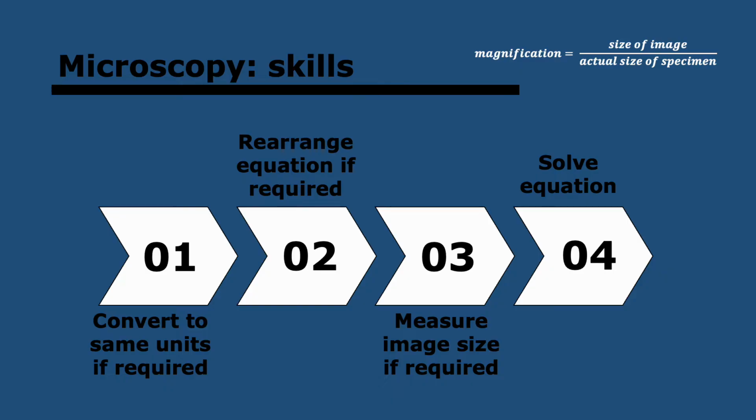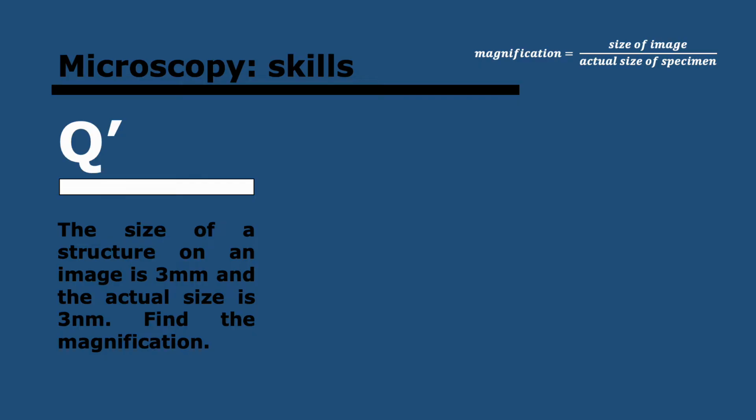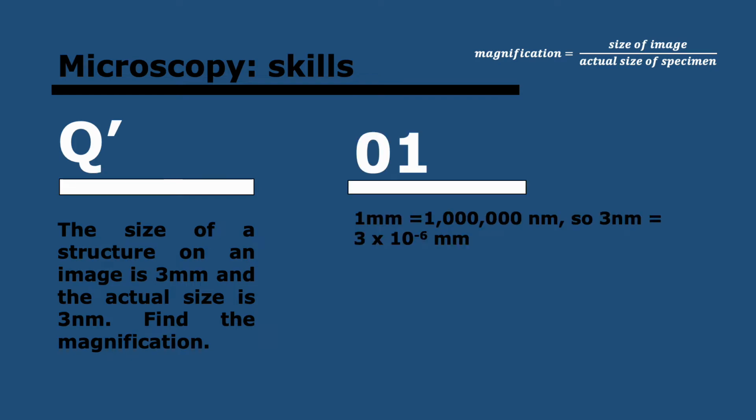Let's look at how this actually works in real questions. So this is a typical question. The size of a structure on an image is 3 millimeters and the actual size is 3 nanometers. Find the magnification. Okay, in this case, step number 1 is converting everything to the same units. So 3 nanometers is 3 times 10 to the power of minus 6 millimeters. You can use a unit converter online if you struggle with this, and you will learn it slowly, so don't worry.